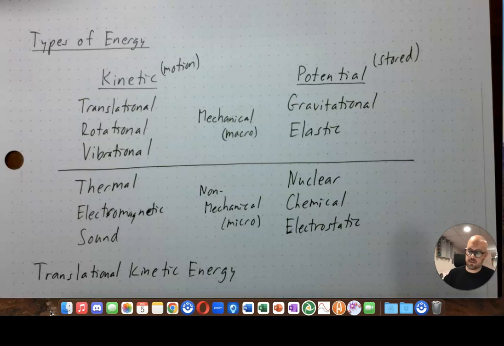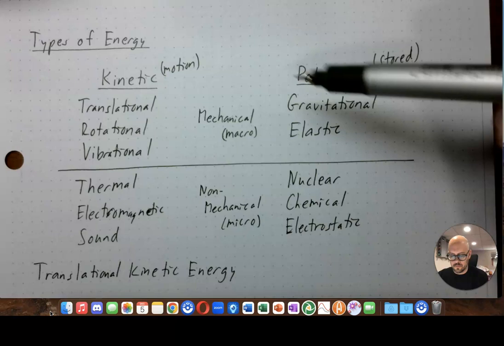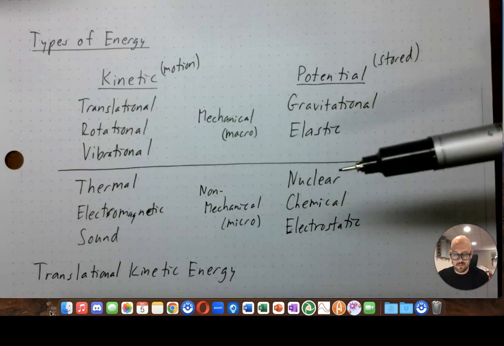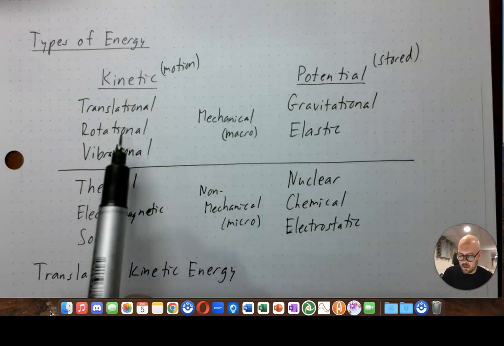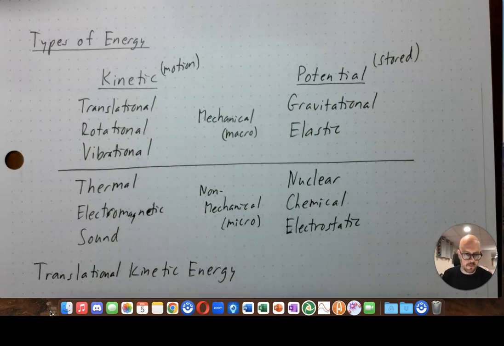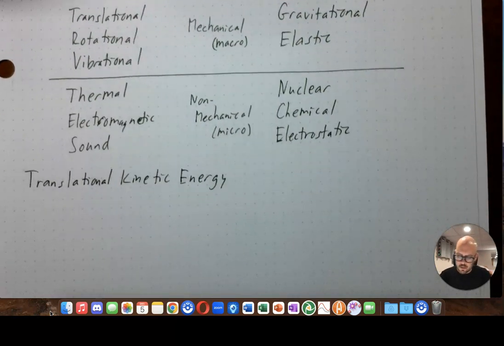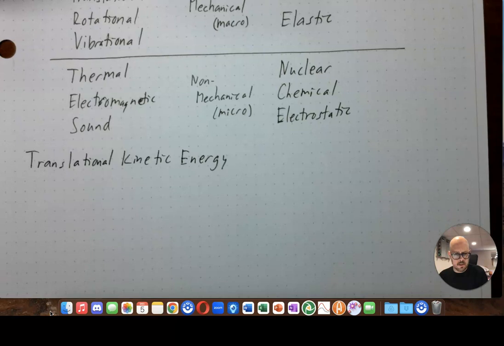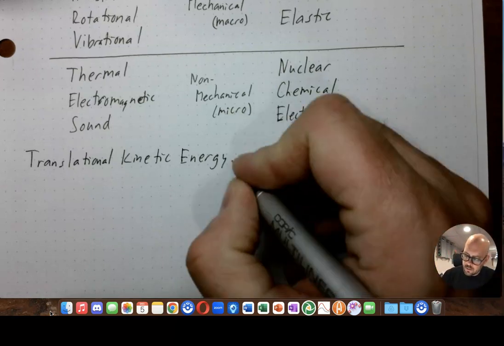Now, none of this is really on the test, but this hopefully gives you a little bit of a framing of what energy is all about. It's really about everything. And then our course is focused on the top half of this table. Last part of the video is translational kinetic energy. That's the first type of energy that we learn about.